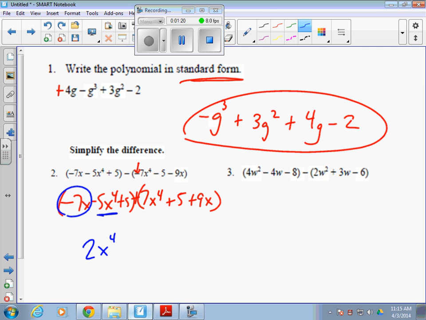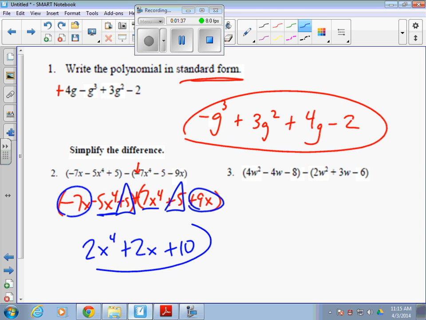Negative 7x to the first power is next, plus 9x. Again, negative 7 plus 9 is positive 2x, and it's to the first power. And then the last one, did that one a second ago. The last one is positive 5 and positive 5, so plus 10 would be what you'd have for number 2.